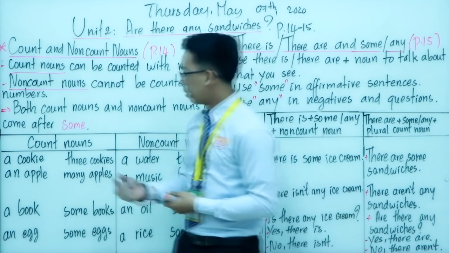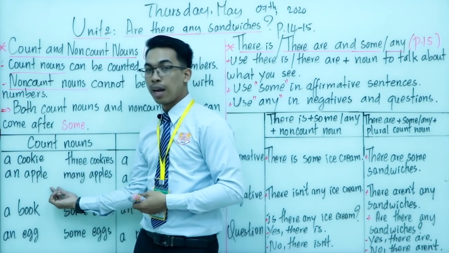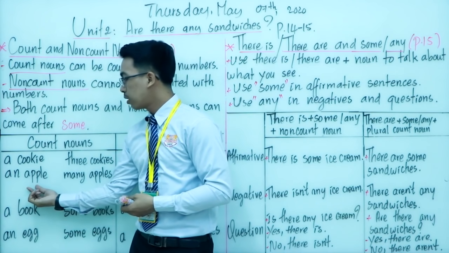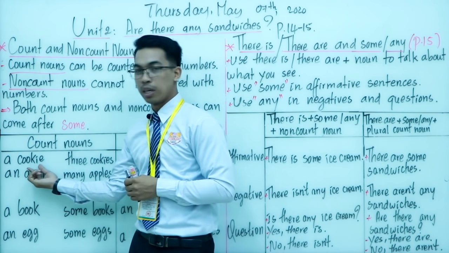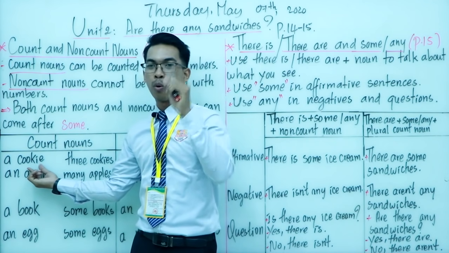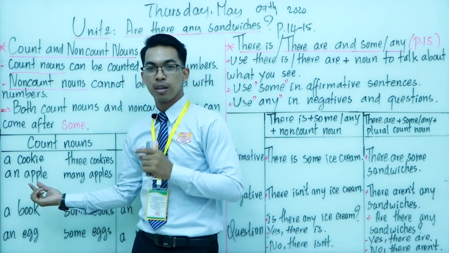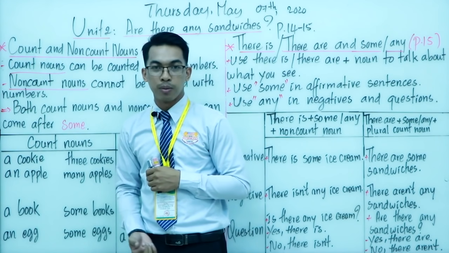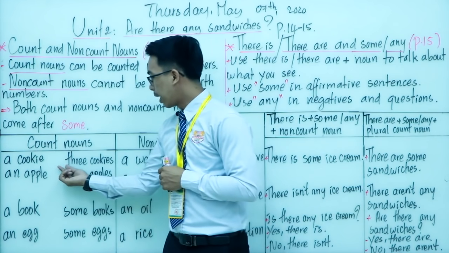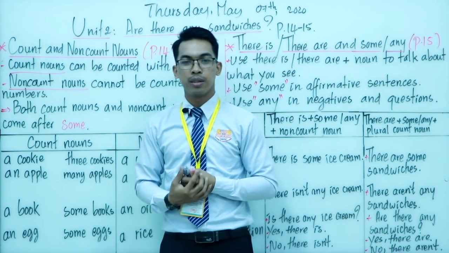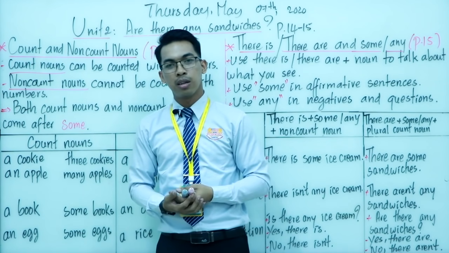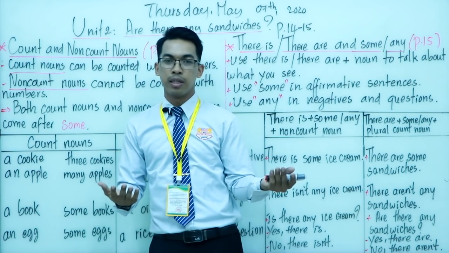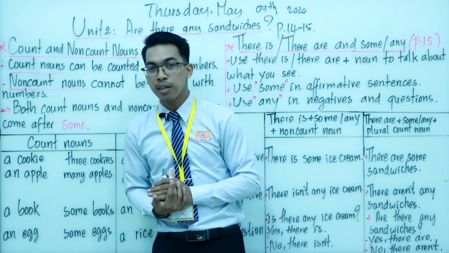So we also have the nouns. This one refers to only one, like a cookie. We can count one cookie, so we can use a cookie. And then here, 3 cookies. We can also count 4 cookies, 5 cookies, or 10 cookies. So that means we can count, right?